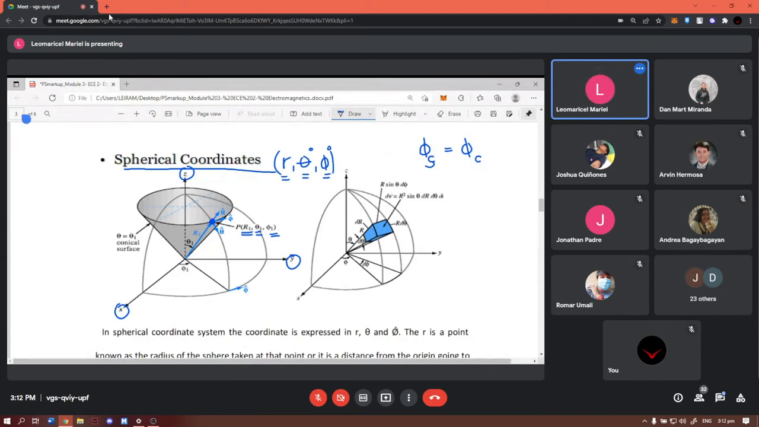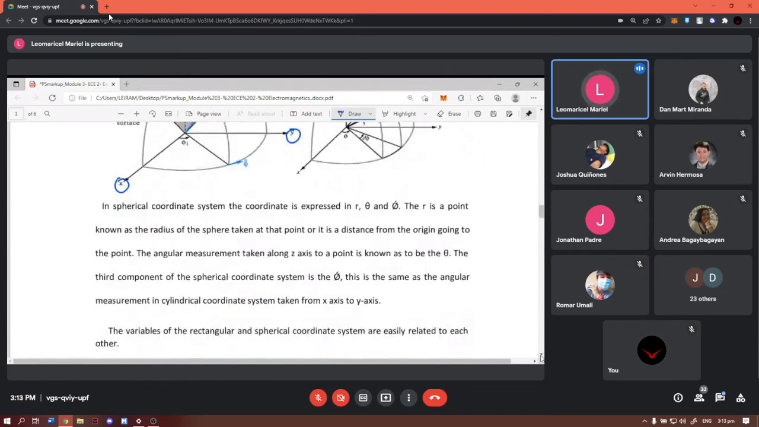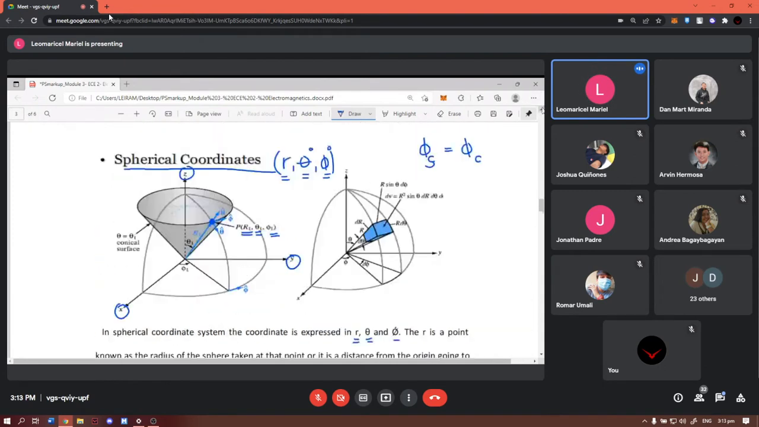Okay, so in spherical coordinate system, it is expressed in terms of R, theta, and phi. The R is known to be the radius of the sphere, taken as the distance from the origin to the point. So, ibig sabihin, yung radius ng ating sphere is actually your R. Kung halimbawa, ito yung ating point, mula sa point na to is also the radius. Mula dito papunta dito is also a radius. Mula sa point na to, papunta din is also a radius. Kaya ito, sinasabi natin R.